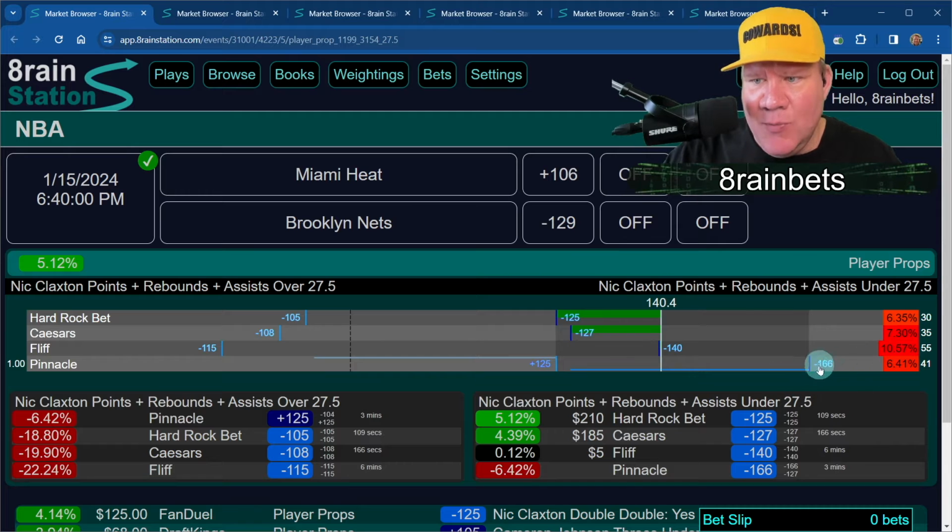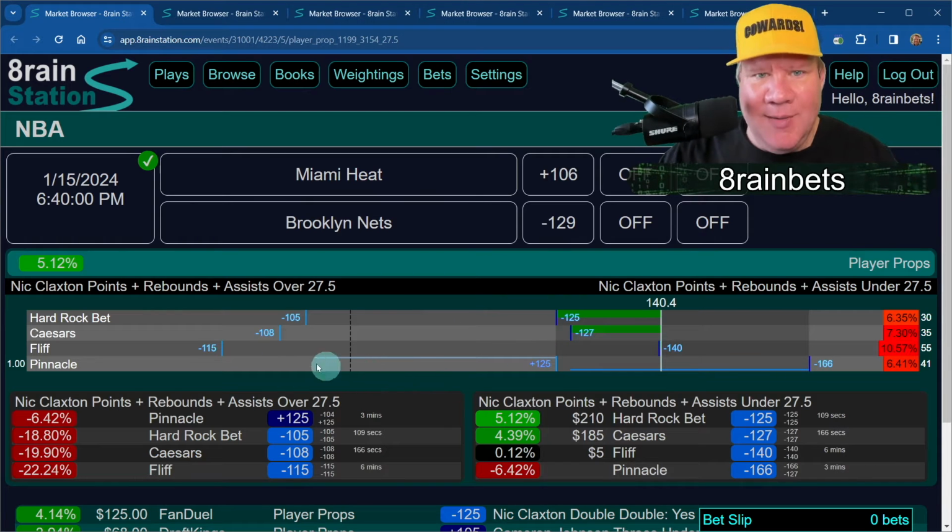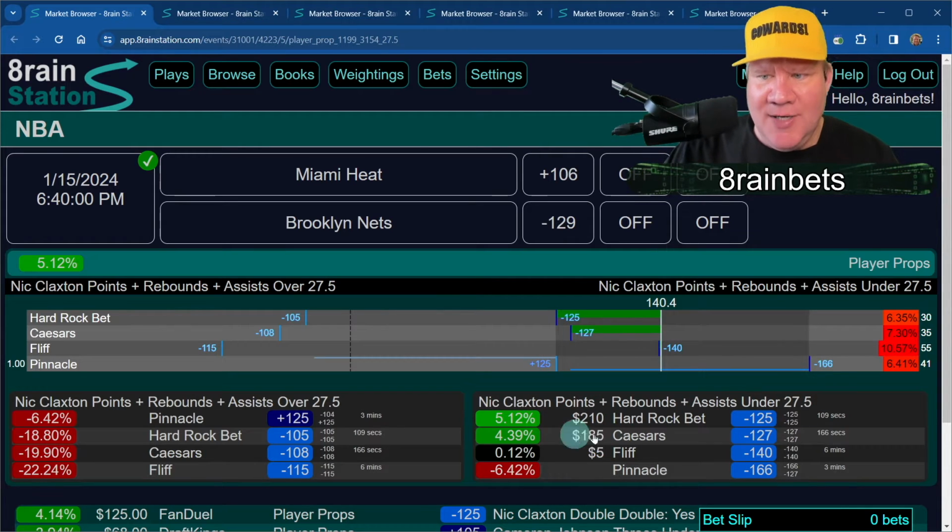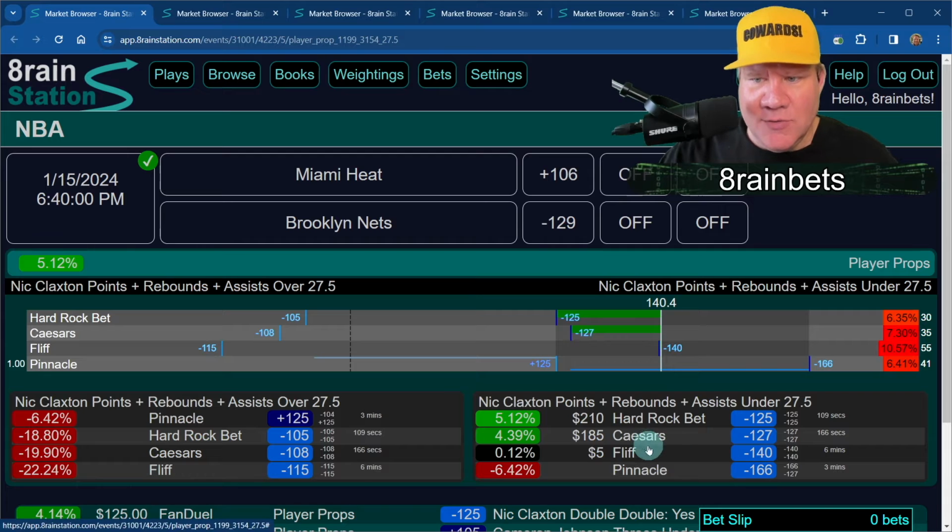Because when you see this line movement go here and you see this calculation end up here, you've got to play this. This is one where it's about a market timing thing. This is about moving quickly. So that's how I would play this. Would I make this play? Absolutely yes. Nick Claxton, points, rebounds, assists under 27.5, either at Hard Rock or at Caesars. I probably would ignore it at Fliff.